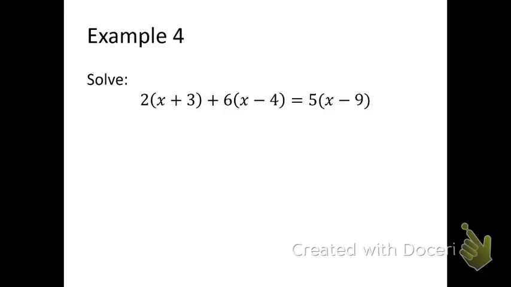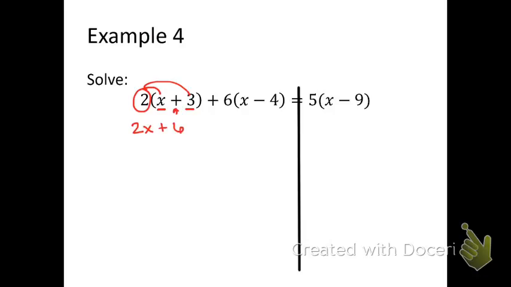Okay, example 4, just solving another problem, but now we've got all these parentheses, and remember, that means we're going to have to distribute. So you distribute whatever number is in front of the parenthesis into each of its terms. So remember, terms are what are separated by plus or minus signs. For example, in this very first parenthesis here, we've got that plus sign right there. So the x is a term and the 3 is a term. So that 2 is going to go to both of them. So 2 times x is 2x, and 2 times 3 is 6.